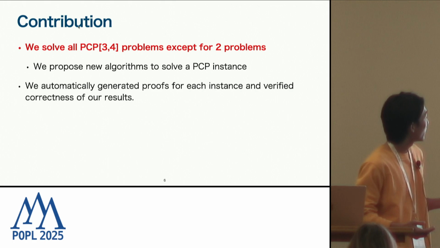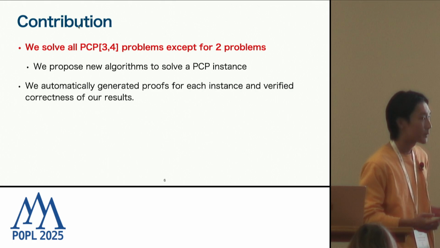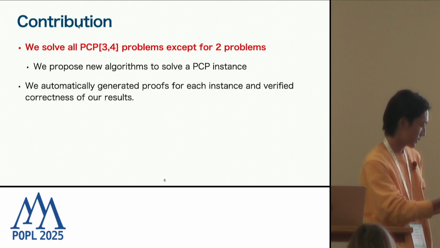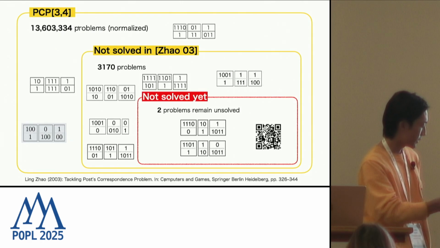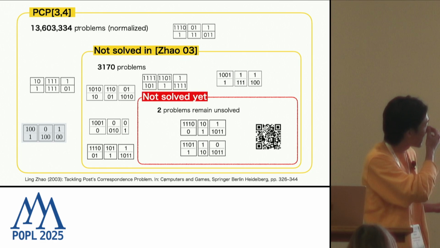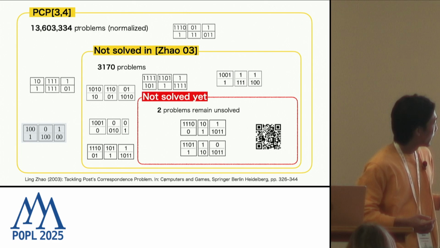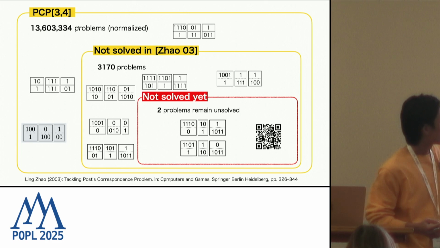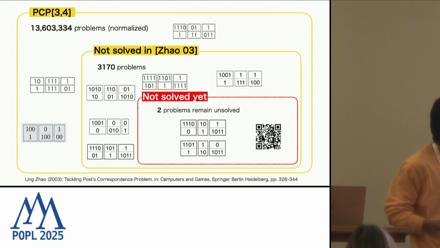These are our contributions. We solved all PCP(3,4) instances except for only 2. So the figure I showed earlier has changed. We solved 3,168 instances in total, but we still have two unresolved problems. I listed these two here, and you can access my website through this QR code and try solving them yourself.